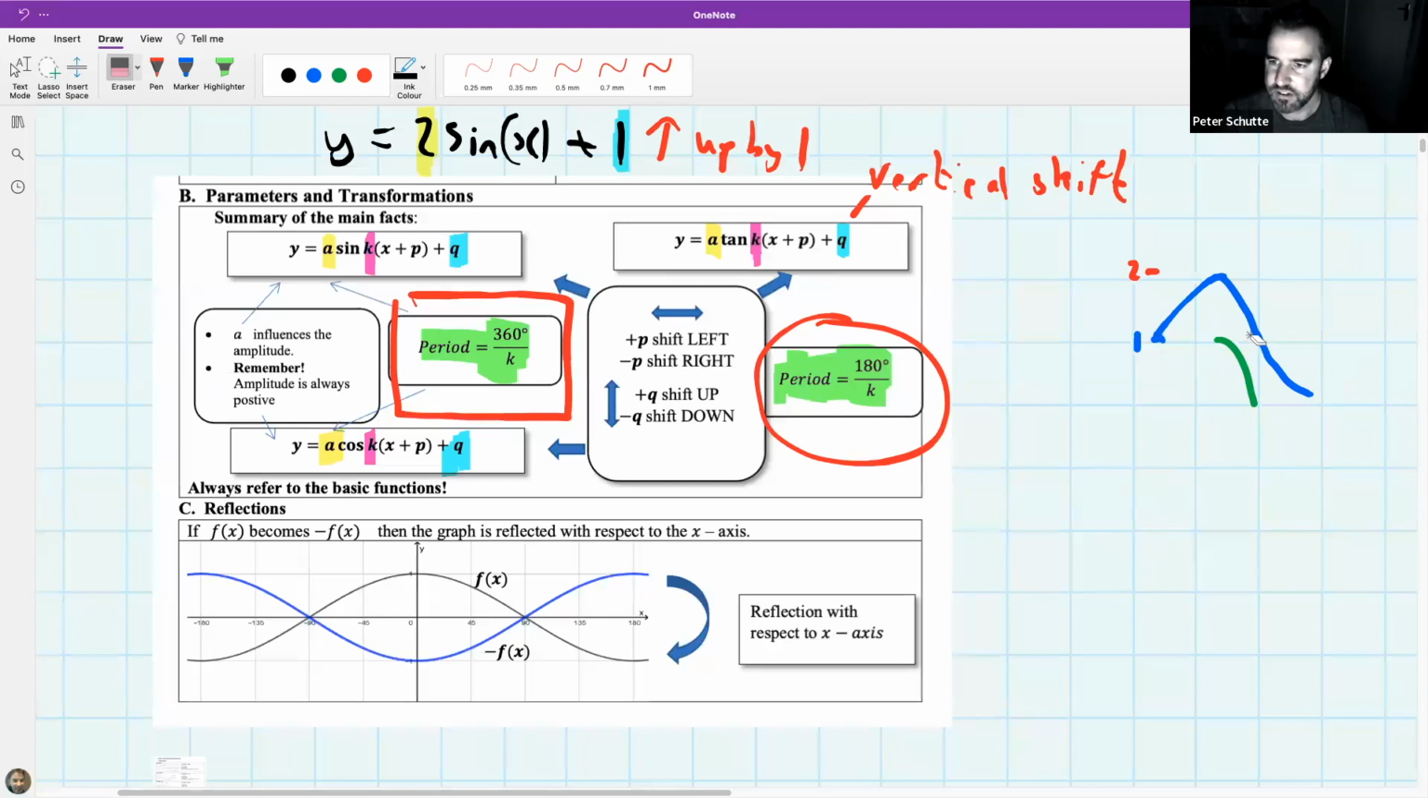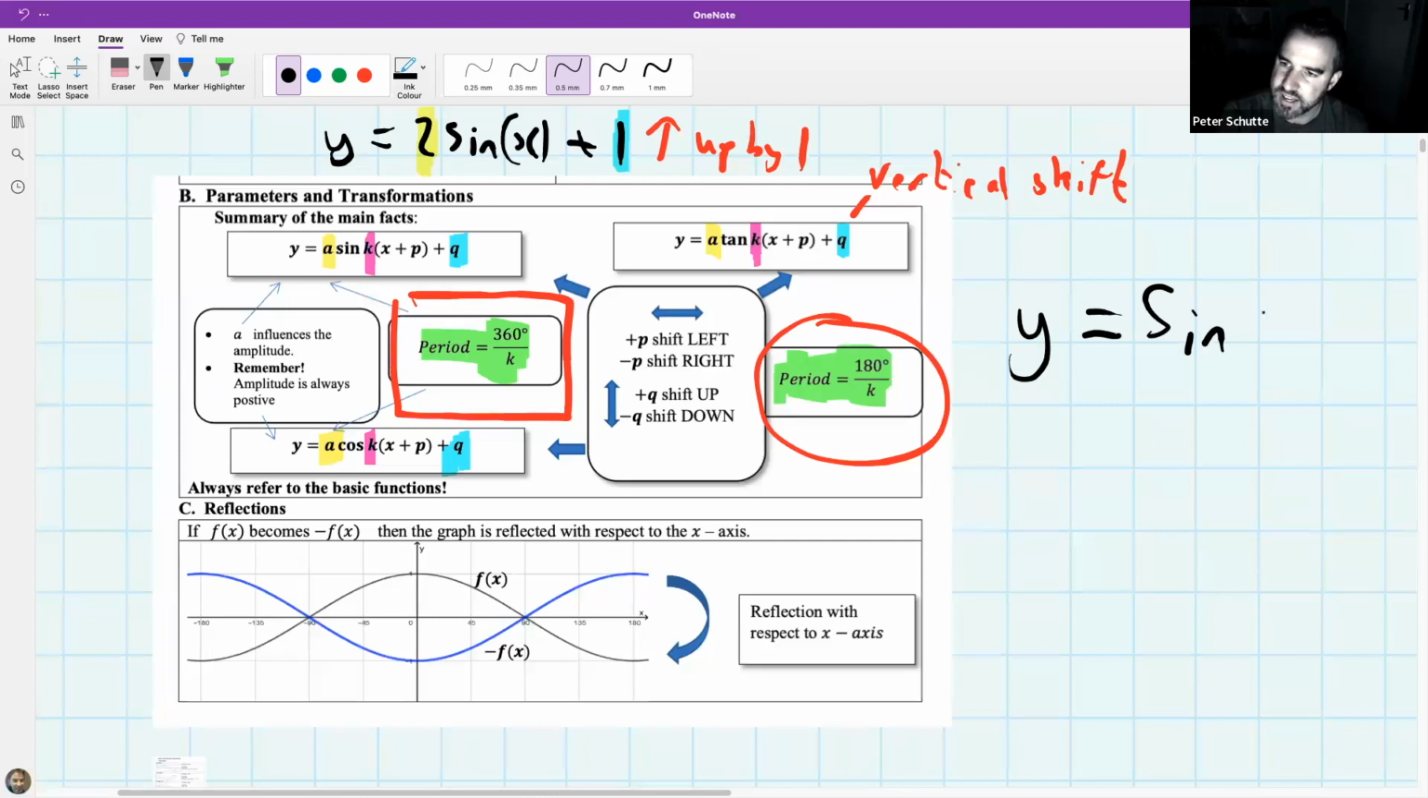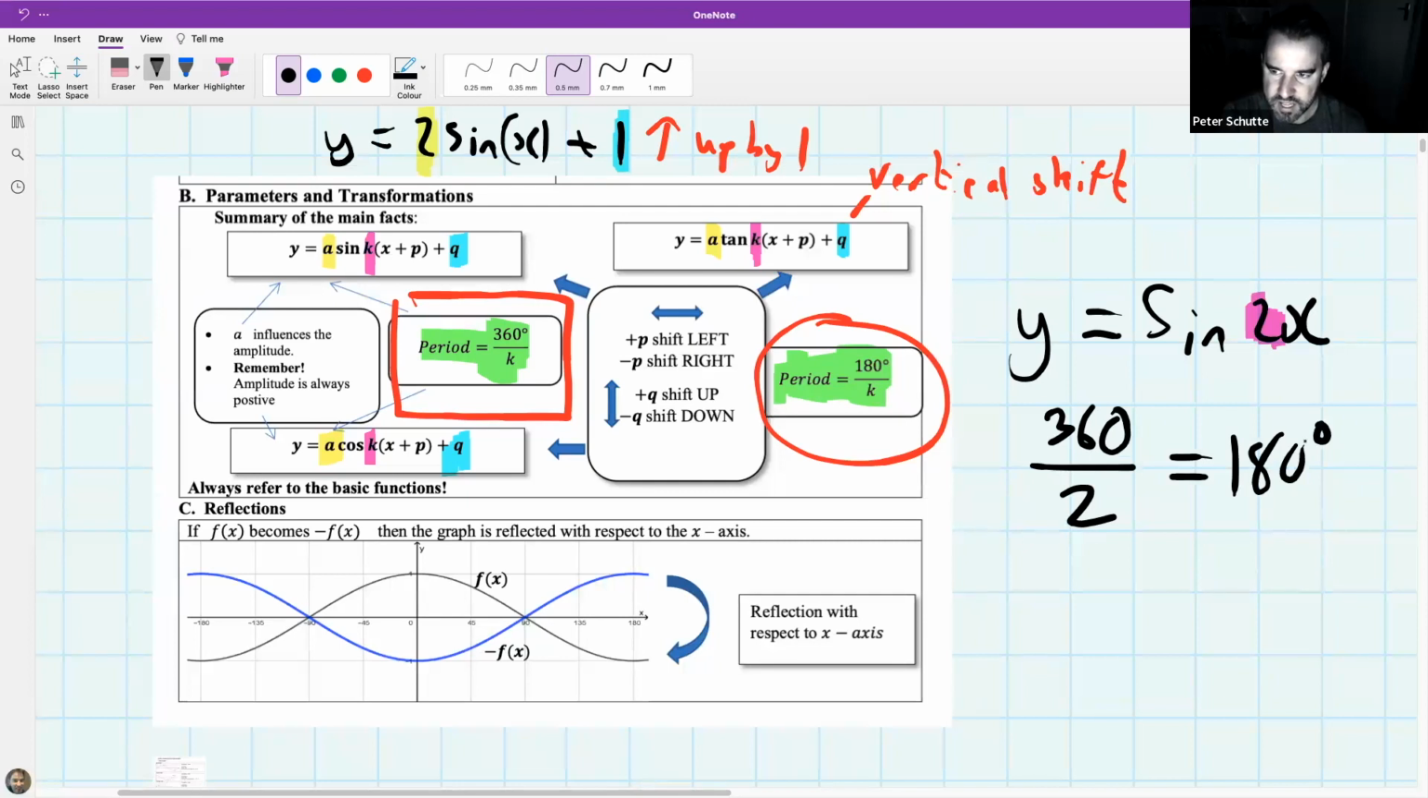An example of this would be if I had y equals sine 2x. This 2 is the value in front of the x, and it will take the period of the sine graph, which is normally 360, and I divide it by the 2, and the new period will be 180. And so we've halved the period if the K value was 2. If the K value was 3, then you would divide it by 3. Okay, so that's what that K value does.